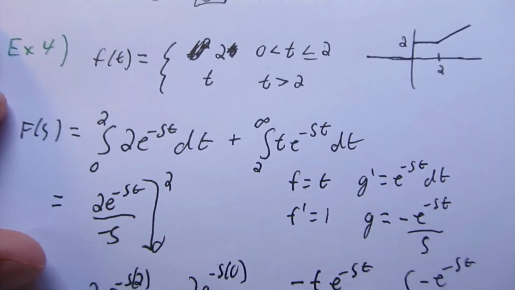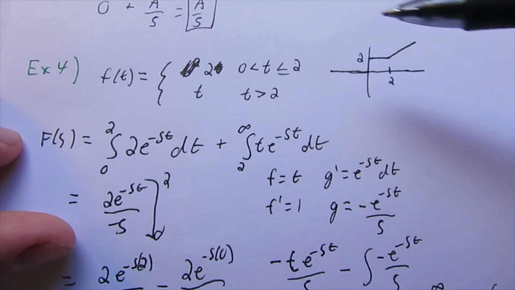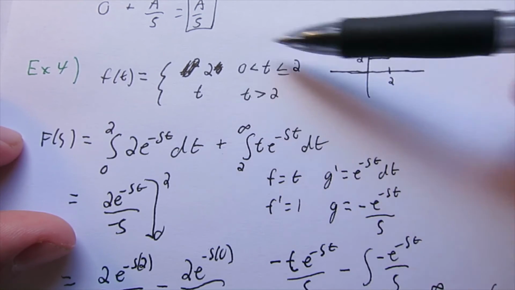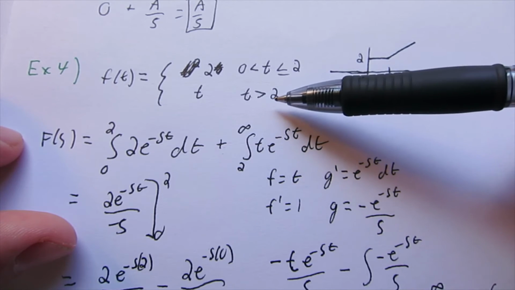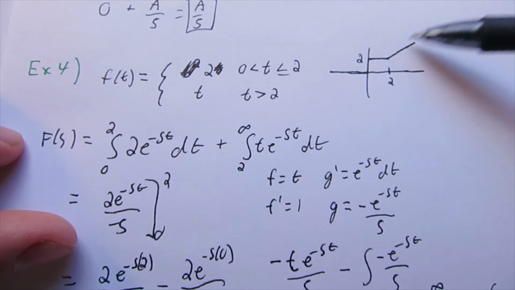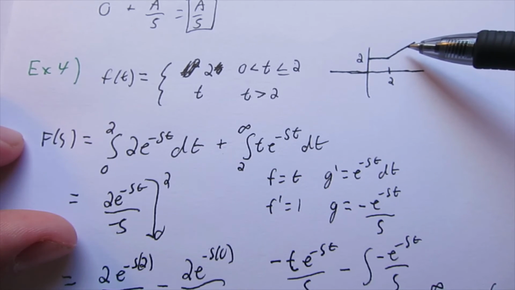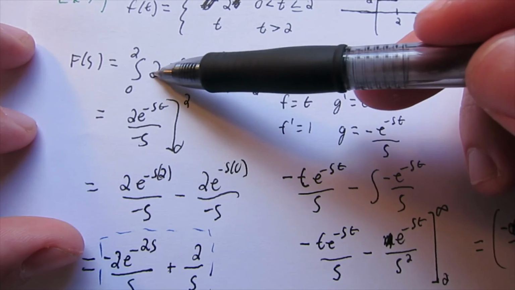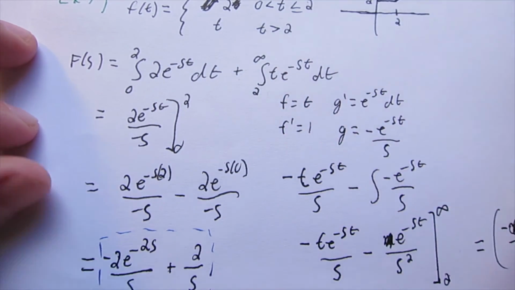Now, the last example here is sort of different, but it's using the tools we already devised. We have a piecewise function. So we have f of t equals 2 from 0 to 2, and then f of t equals t for t greater than 2. Okay, so it looks something like that. Now we've got to break this up from 0 to 2, and then 2 to infinity. And then just do the math.